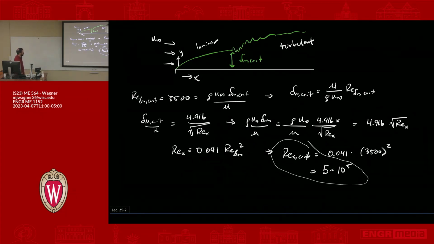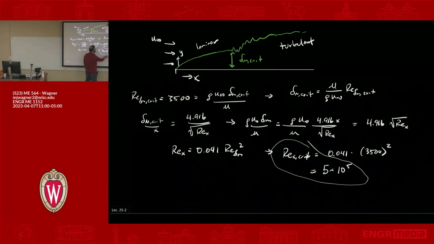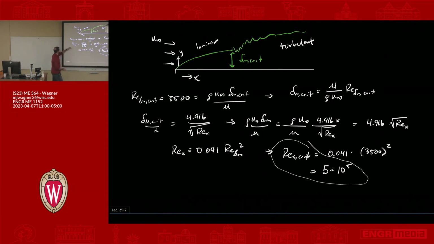OK, so this is probably a recognizable number as well. That's your transition to turbulence for flow over a flat plate where Reynolds number is defined in terms of x. So it turns out mathematically it's equivalent to say this or this. It's just a matter of defining the Reynolds number appropriately.